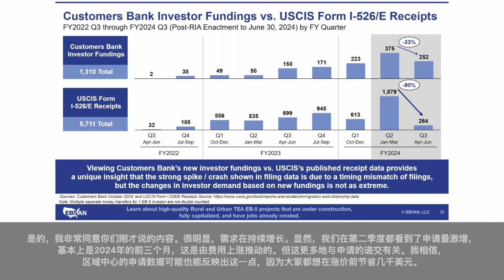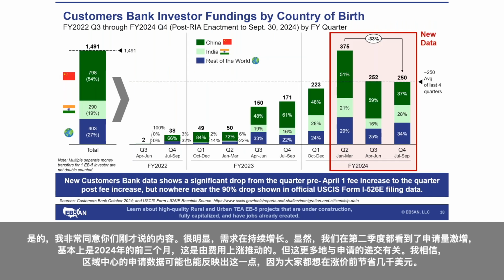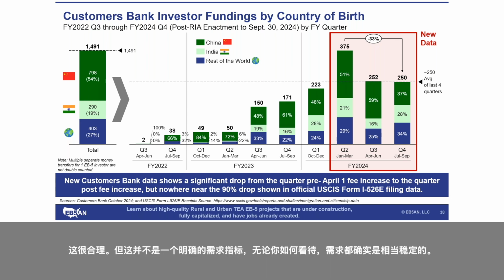Ahmed. Yeah, I think I was just agreeing with everything that you guys have said so far. It's clear that demand continues to grow. Obviously, we all saw that spike in Q2, basically the first 3 months of 2024, driven by the fee increase, but that had more to do with filings that went in. And I'm sure there are regional center filings that would probably reflect this as everyone tried to save themselves thousands of dollars. Makes sense. But that isn't a clear indicator of demand, which really does seem to be pretty steady no matter how you look at it.